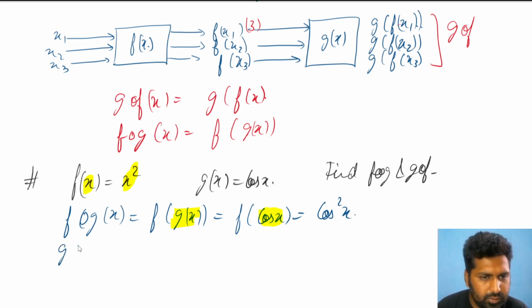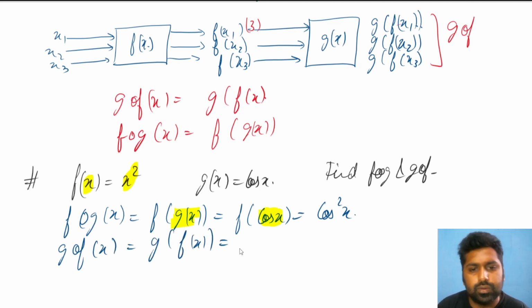Next, if we do gof x, that is g of f of x. So g of, what is f(x)? x square. Now what is your g(x)? cos x, meaning if x is put inside, it becomes cos of it. If x square is put inside it, it becomes cos x square.